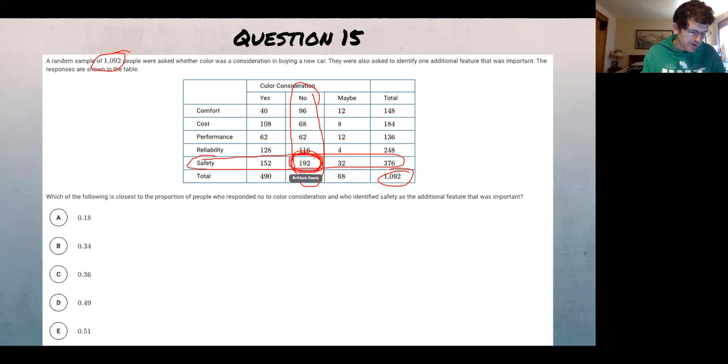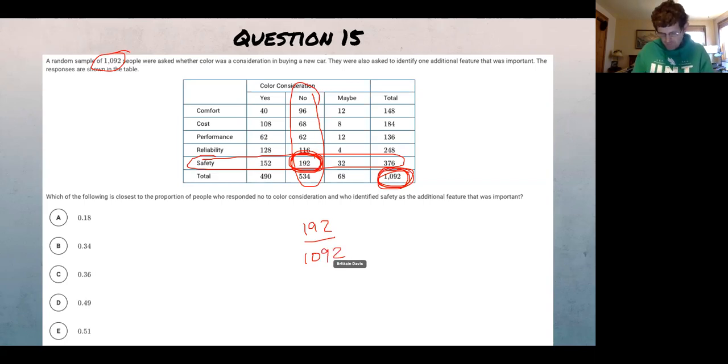What's the probability? Well, I say probability, that's going to be the idea later. What's the proportion of people? It's going to be 192 out of 1,092. So if I do that real quick, that gives me about 0.176, and that rounds up to 0.18.